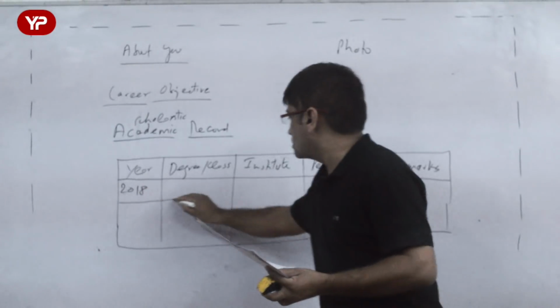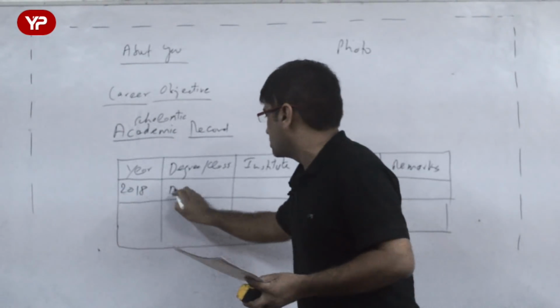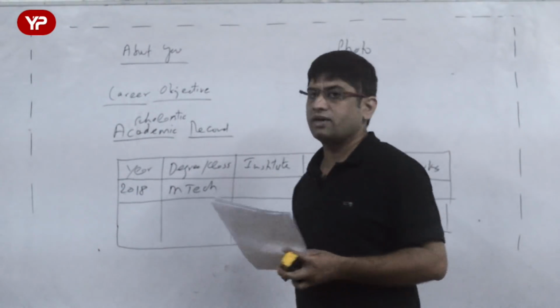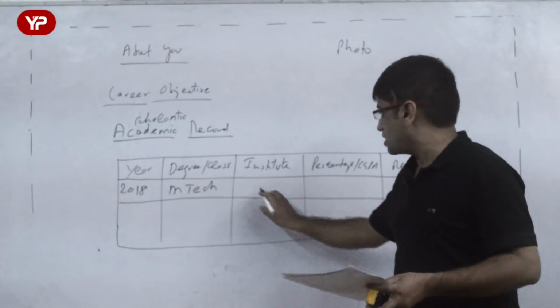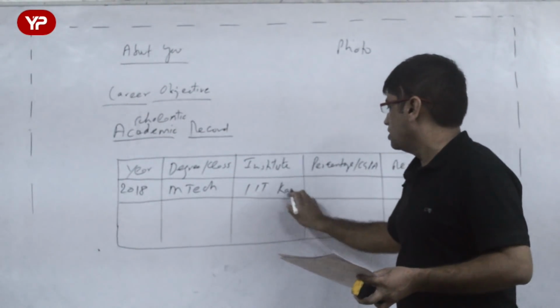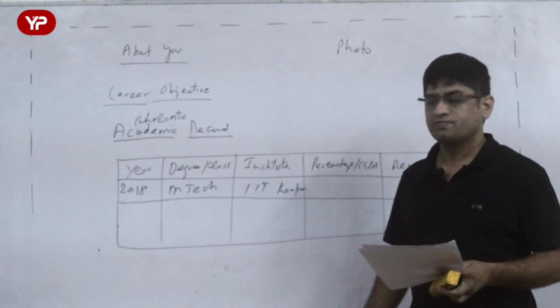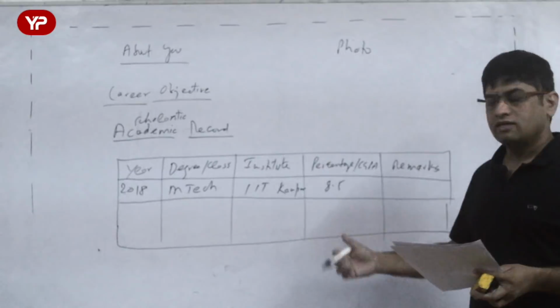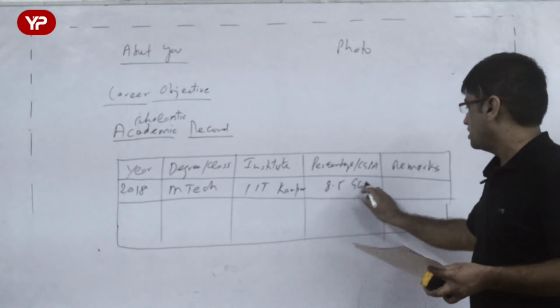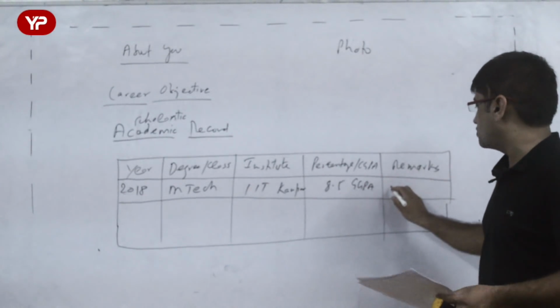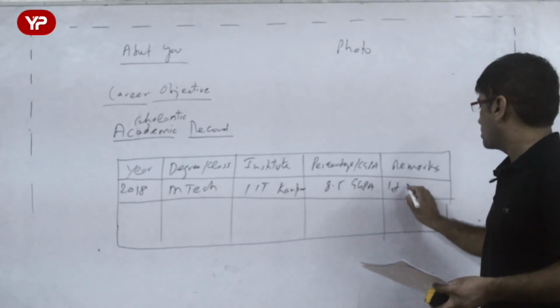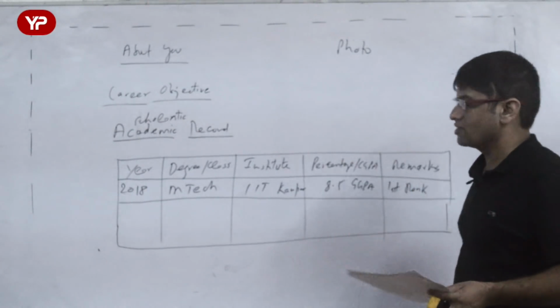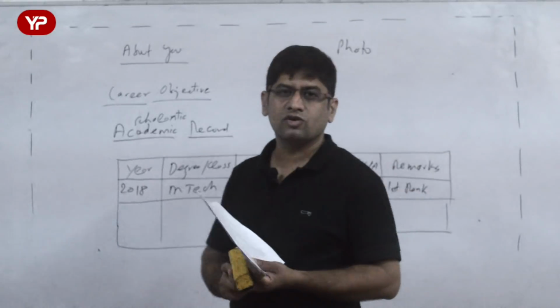Now let us say the latest degree you have got is that of MTech, then it will come at the top, MTech degree. Which institute you are there, let us say you have done it from IIT Kanpur, so you are going to write IIT Kanpur. Whatever percentage you have got, let us say 8.5 CGPA, you are going to write 8.5 CGPA. And remarks, let us say you have got first rank in the class or whatever you have got, so that is also a remark you are going to put.